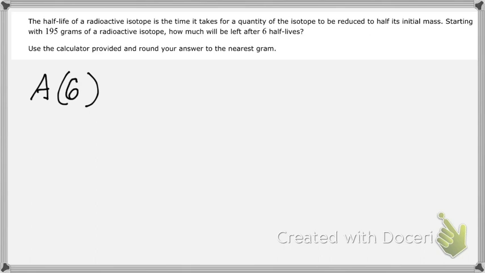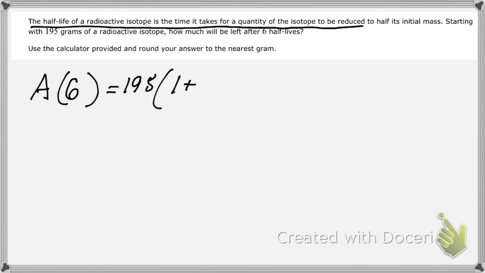So it's going to be A of 6. So instead of after 6 years, I would say after 6 half-lives. And then I'm going to have an initial amount. That's pretty straightforward here. It tells me that my starting amount is 195 grams. All right. And then this is what's kind of buried in here, is that the half-life is the amount of time it takes the isotope to be reduced by half. Well, what's reduced by half? That's a decrease of 50%, right? So I'm going to go like this.